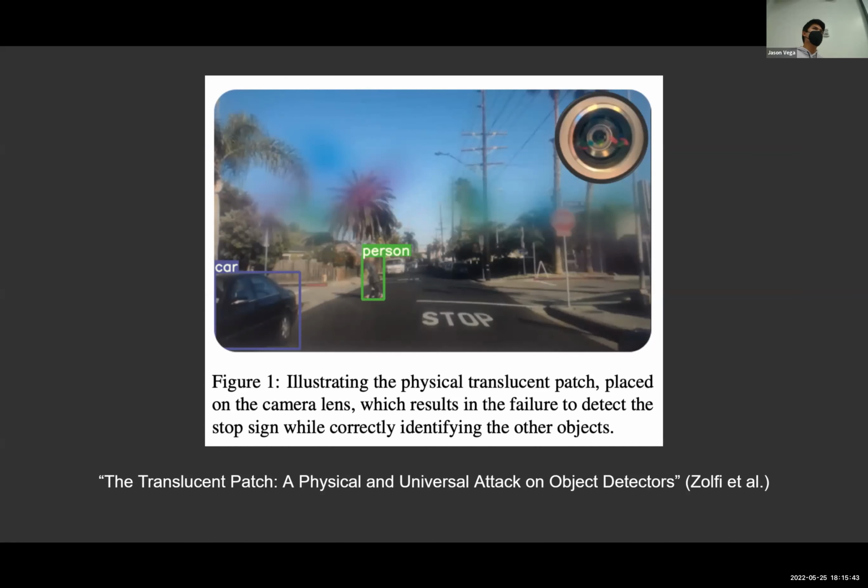And there's different kinds of ways that you can physically attack things. So instead of just attacking the physical object, you can also attack the camera itself. Here they created a translucent patch, and then they put it over the camera such that it accomplishes the same thing, right? It messes up the vision a little bit so that now all stop signs are not detected anymore. So your car is just constantly going now, it never stops.